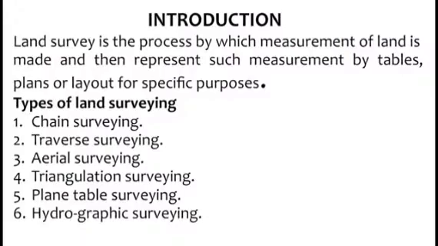Next, we'll be looking at the types of land surveying. During our last class, I said we had 6 types. We'll take them one after the other. We have 1, chain surveying, 2, traverse surveying, 3, aerial surveying, 4, triangulation surveying, 5, plane table surveying, and 6, hydrographic surveying. During this lesson, our concentration is going to be on chain surveying.